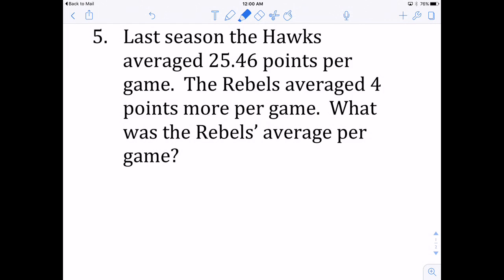And here's why we put that decimal, because in order to add decimals, we have to line up our decimal places. Now we can add: 6 plus 0 is 6, 4 plus 0 is 4, bring down a decimal, 5 plus 4 is 9, 2 plus 0 is 2. So the Rebels averaged 29 and 46 hundredths of a point last season.